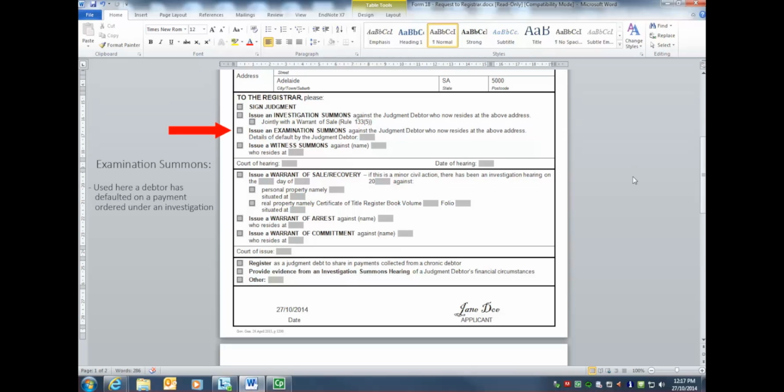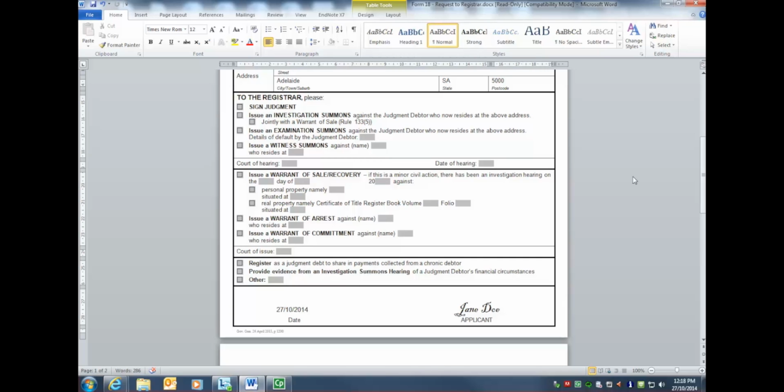Examination summons. If the debtor has defaulted payments that were ordered under an investigation hearing, then you can select examination summons, which is a court document that requires them to attend court for a court date where they must explain why they have defaulted payments. This is known as an examination hearing. The court can make orders for the defendant to pay the debt or to pay it by installments. The other Form 18 processes are more complex, and as mentioned earlier, we advise you to consult a legal professional before requesting a witness summons. Finally, you are required to date and sign the document.